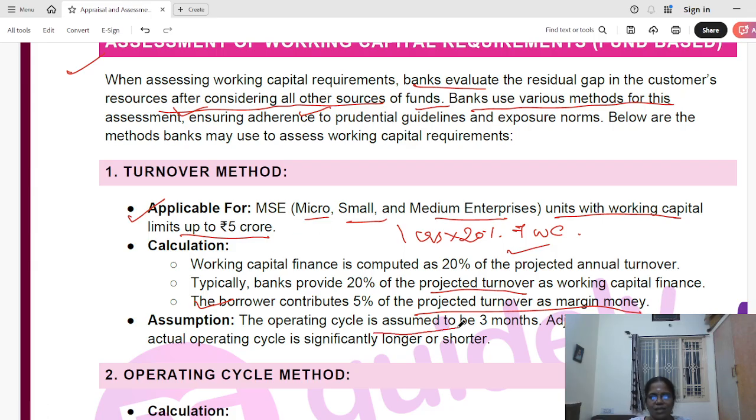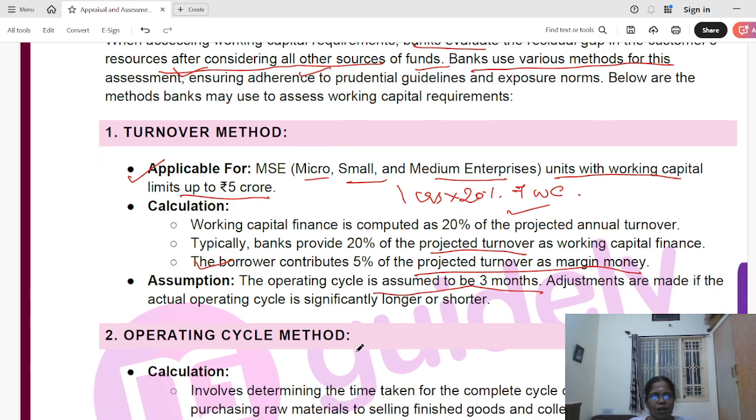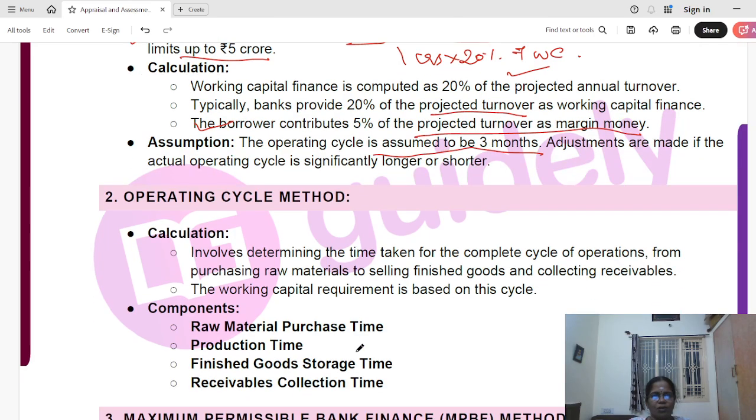Assumption: the operating cycle is assumed to be 3 months. Within 3 months there should be money rotation: raw material converts into work in progress, work in progress into finished goods, finished goods reach the godown, from the godown it goes to the wholesaler, retailer and consumer, then it will be converted into cash within a shorter period. A longer period does not fit the lower period.